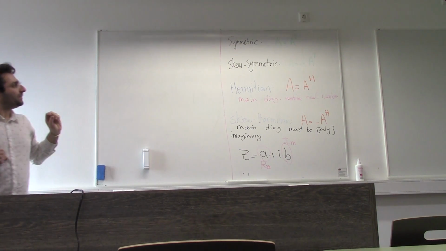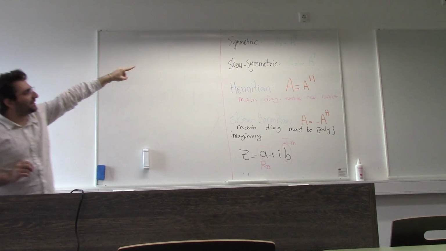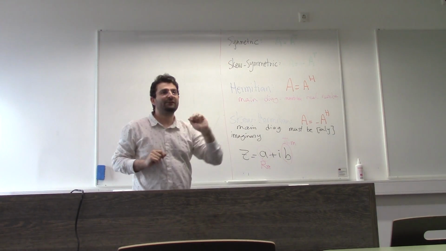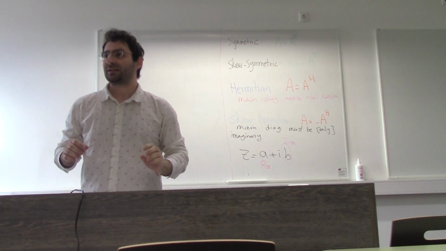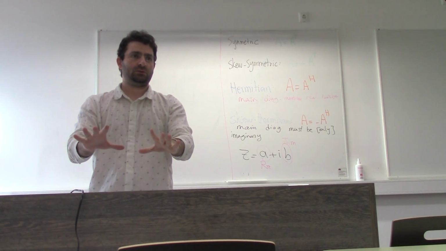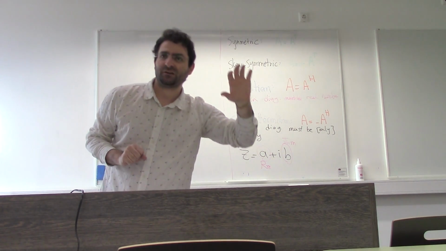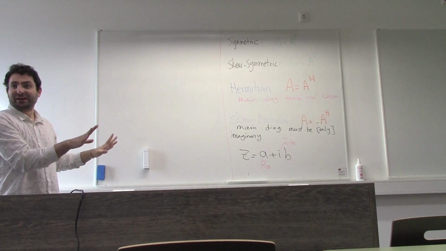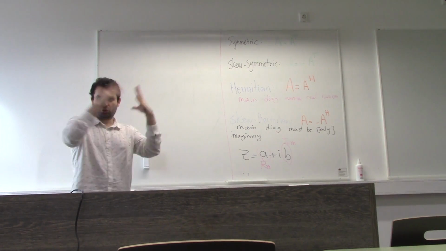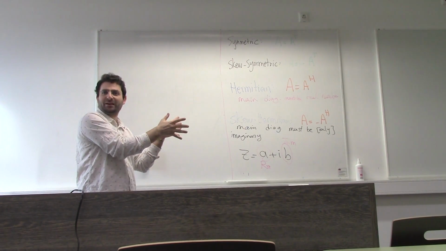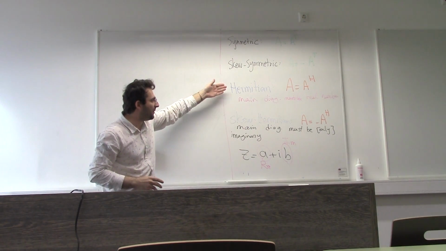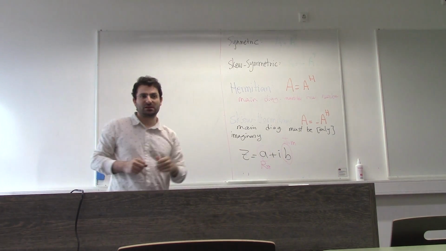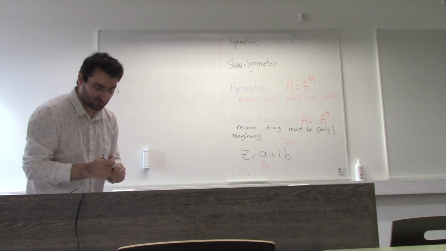So symmetric means like even, skew symmetric means like odd. And we remember from calculus that every function can be written as the addition of an even and an odd function. In other words, any complex matrix can be written as the addition of a Hermitian and a skew Hermitian, or the addition of a symmetric and a skew symmetric matrix. So this is what we want to write.